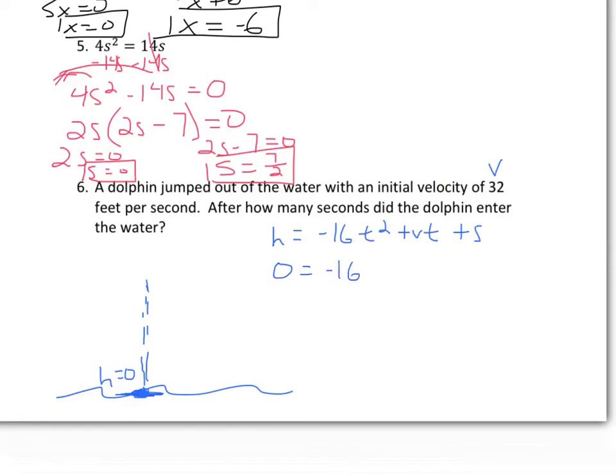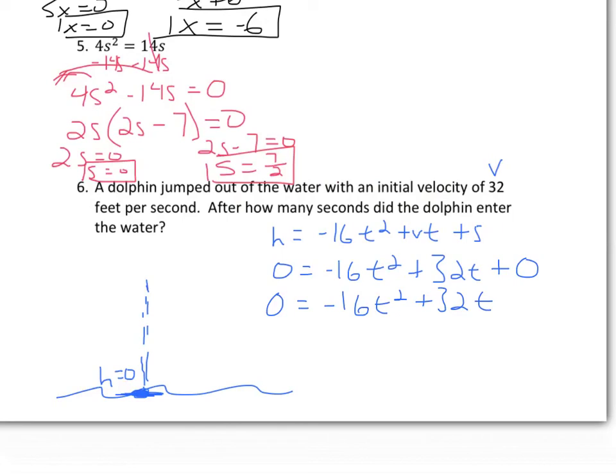We've got negative 16t squared. We already know from here that the initial velocity v is 32, so 32t. Now, s, what's the initial position, the initial height? Well, the dolphin jumps out from the water, so it jumps from height equals 0, so s equals 0. Now we can try to solve this. We already have the 0 by itself, we don't need the second 0 over here, so we can just leave it as negative 16t squared plus 32t.